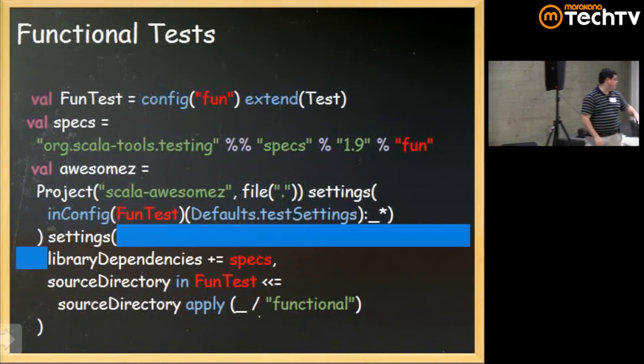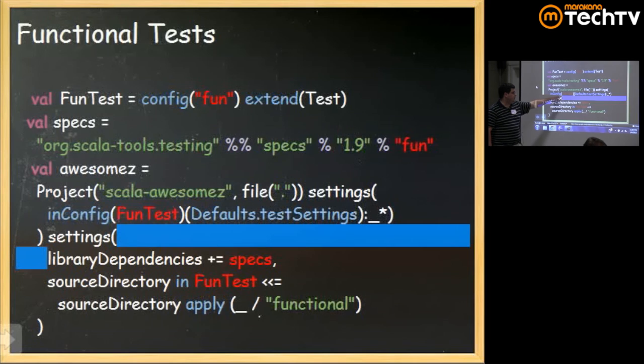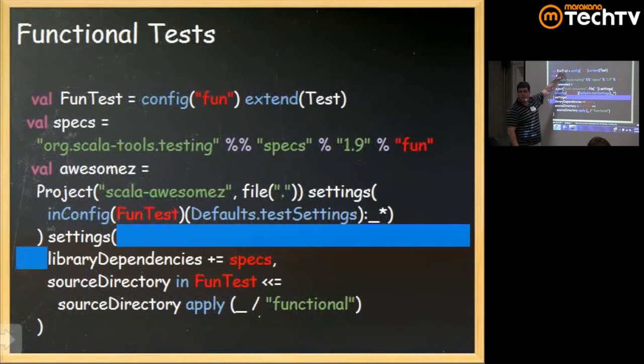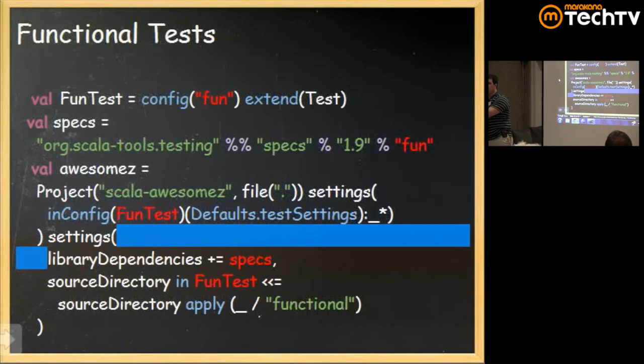And then here's the special syntax right here. In config fun test, which is the same value here as that fun config, grab the SBT defaults test settings. If you've never seen this in Scala before, this is how you take a sequence and use it in a variable arguments method. It's just a little bit of sugar that you have to memorize. Right, so in config fun test, this takes all my test settings and moves them into the fun test config.